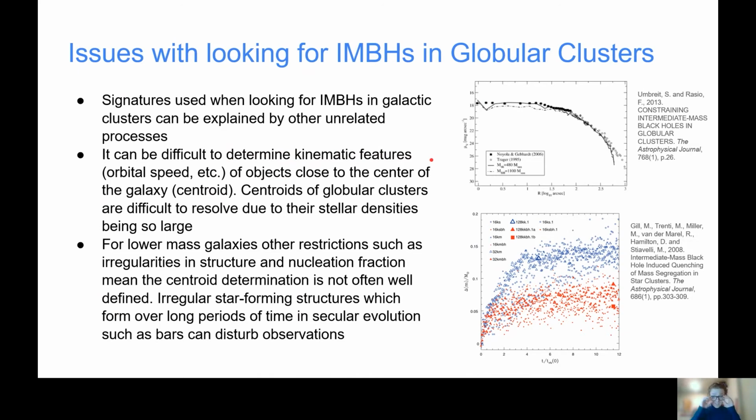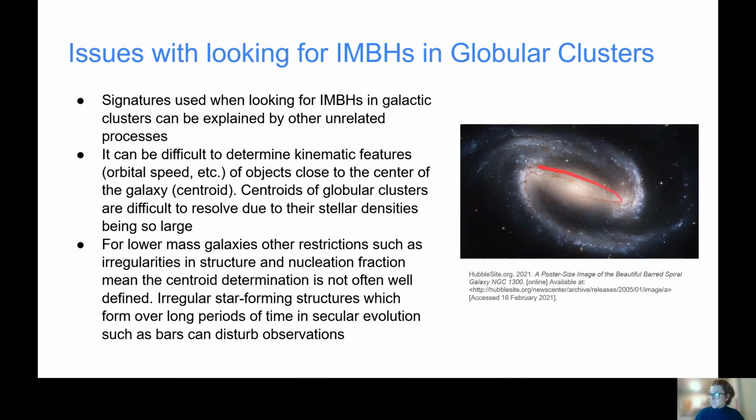It can be difficult to determine kinematic features of objects close to the center of the galaxy. The IMBHs have a very small sphere of influence, and in these globular clusters that are very dense, finding the kinematics close to the center is very, very difficult, as it's dense and small. And for lower mass galaxies, restrictions like irregularity in structure can make it very difficult to determine the kinematics of the center as well, because they're not well defined, and things like bars in galaxies can produce big issues with our models.